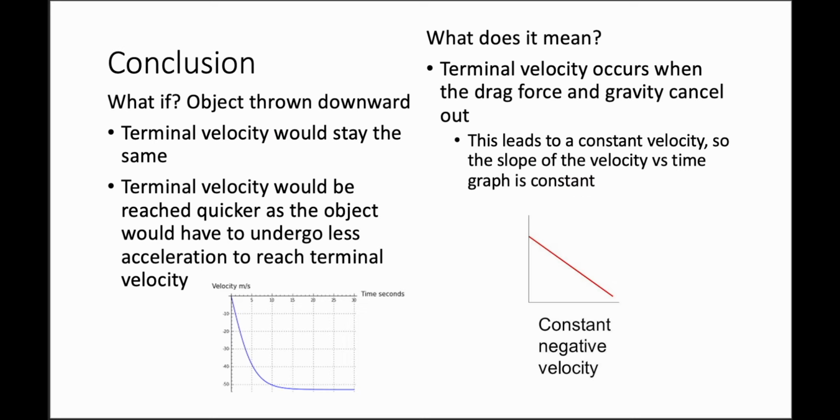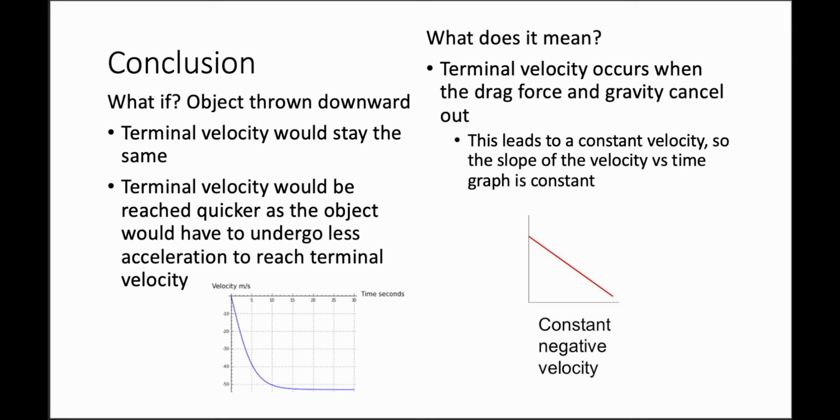So what if the object was thrown downward instead of starting from rest? Well, the terminal velocity of the object would stay the same, but the terminal velocity would be reached quicker, as the object would have to undergo less acceleration to reach its terminal velocity. And you can see a graph of what this might look like below.